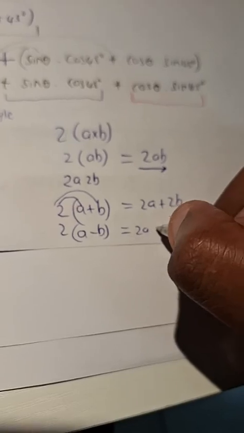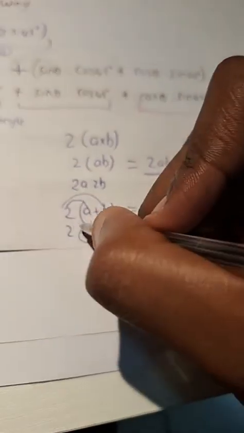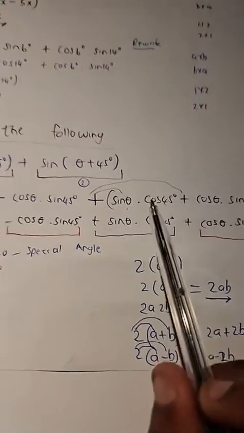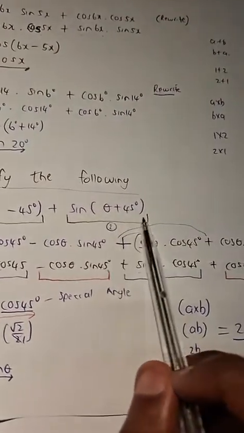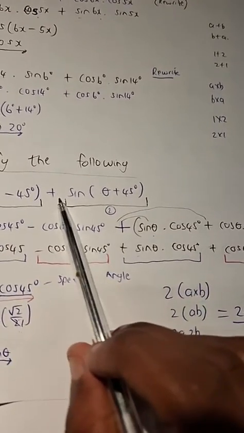2 times A, 2 times B, that would be 2A minus 2B. Okay, I hope that makes sense. Hence I was saying, for instance, after this expansion of sine theta plus 45 degrees, there's a plus sign that is waiting on the outside.